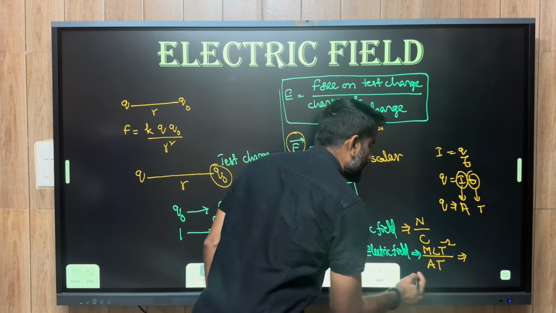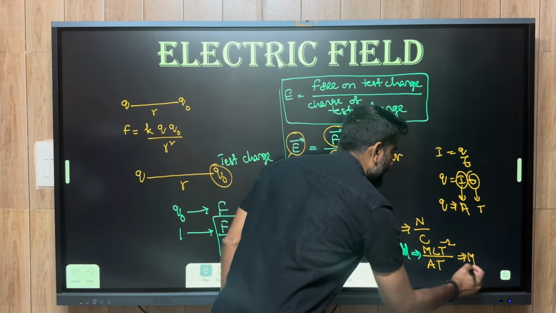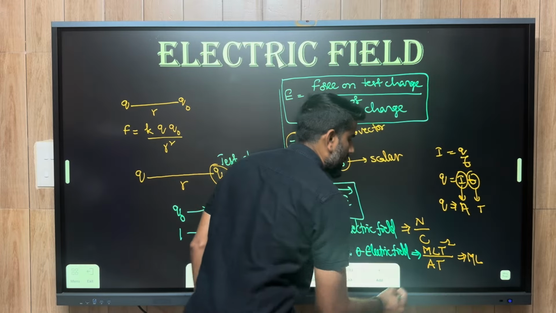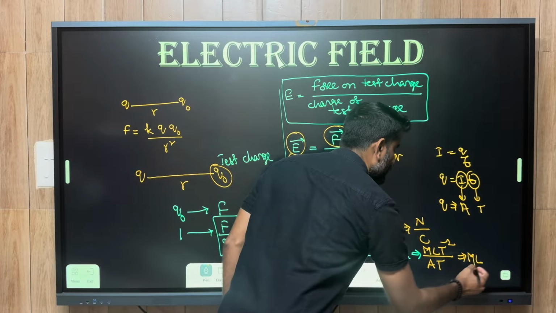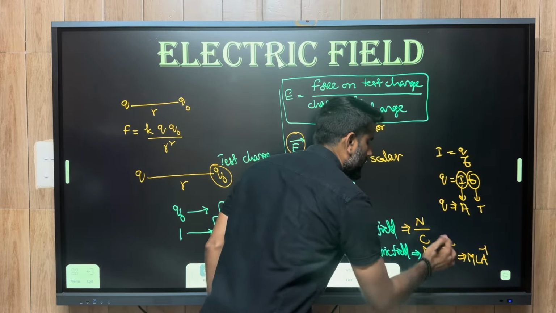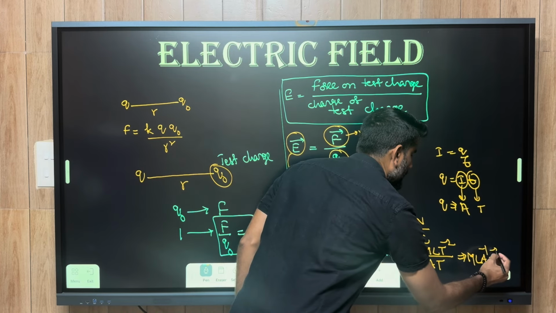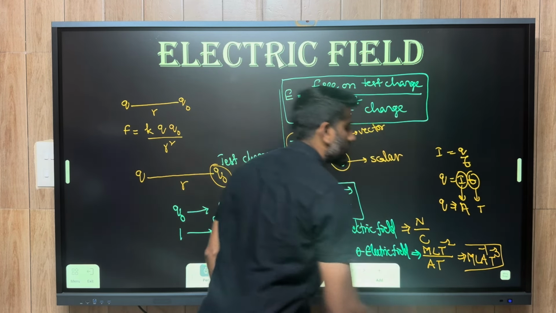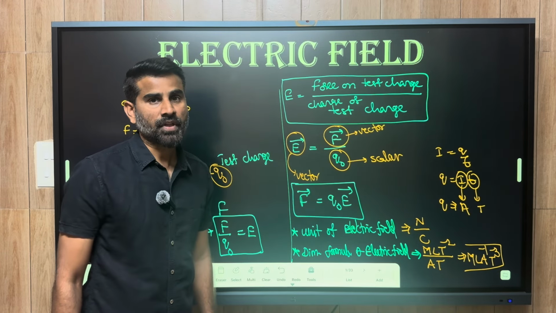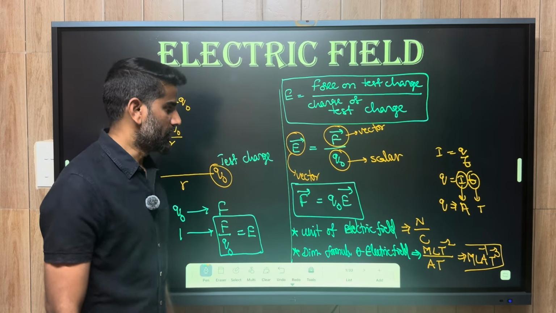So what am I getting finally? M, L is there, and the charge in the denominator, if it goes to the numerator, becomes A minus 1, and T goes to the numerator as T minus 3. So this will be our answer, the dimensional formula of electric field.